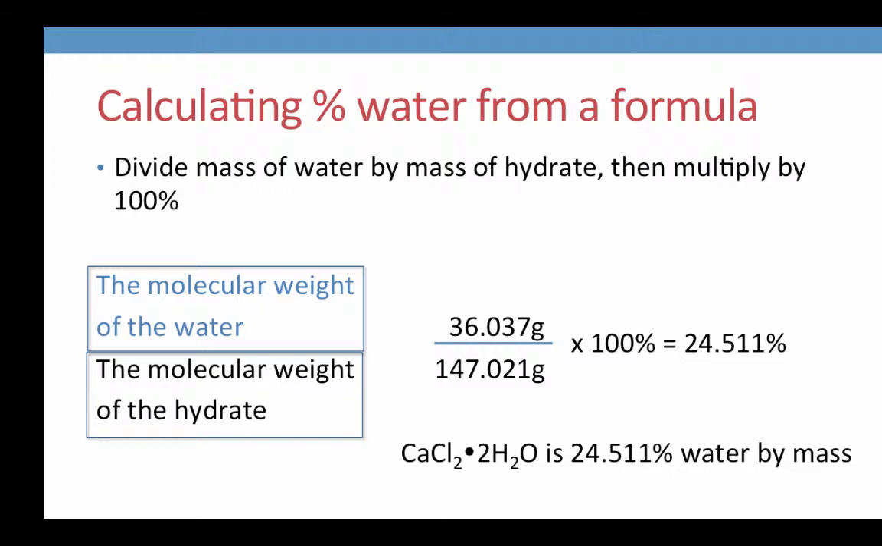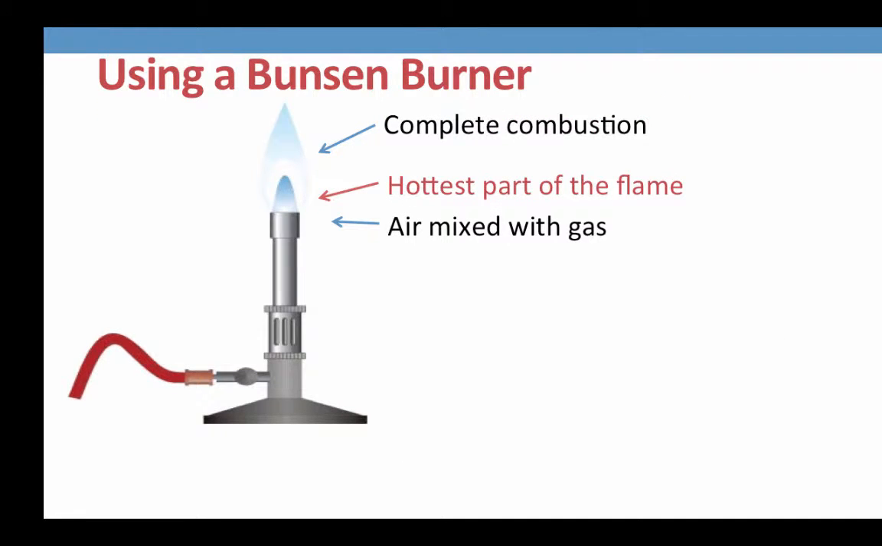In your experiment today, you will be determining the percent water experimentally. You will do this using a Bunsen burner and a crucible to heat your hydrate. So let's begin by going over how to use a Bunsen burner. As you can see in the diagram here, a properly adjusted Bunsen burner will display two flames, an outer flame of blue and an inner blue flame. The hottest part of the flame is at the upper tip of the inner blue flame.